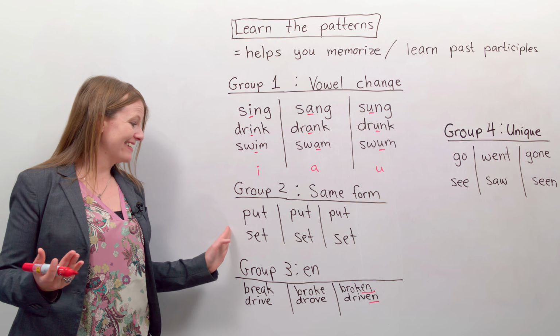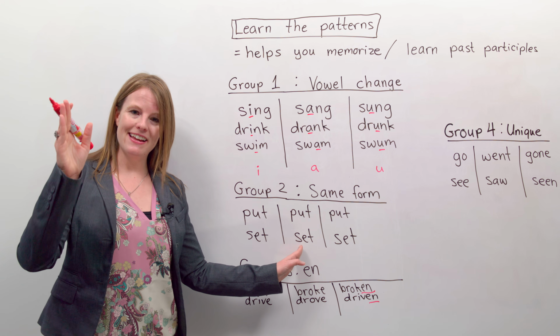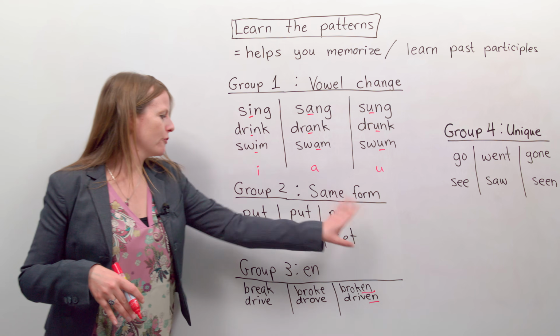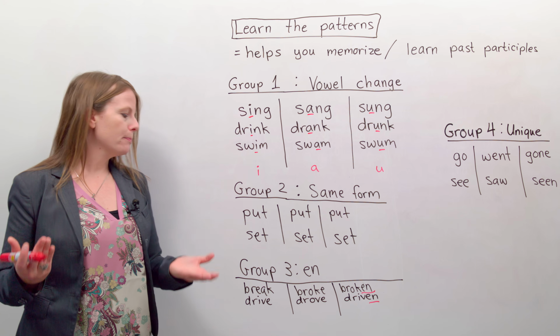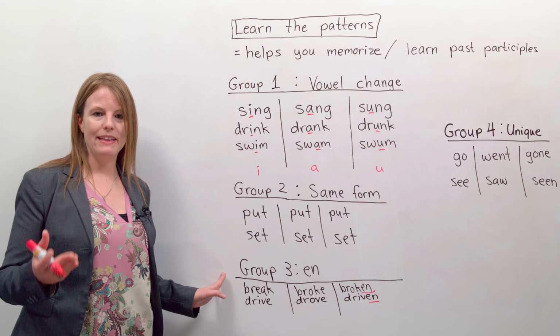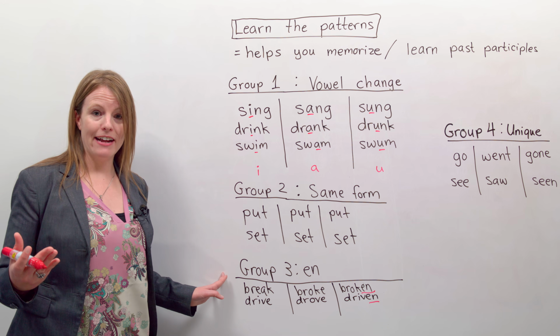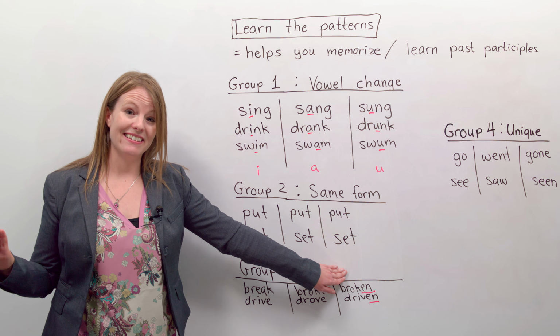It's the same with set. Set in the present is the same in the past, and it's the same as a past participle. So group 2 is the best. You don't have to do anything. Group 3 is with en. There are a lot of verbs that are irregular where the past participle ends in en.